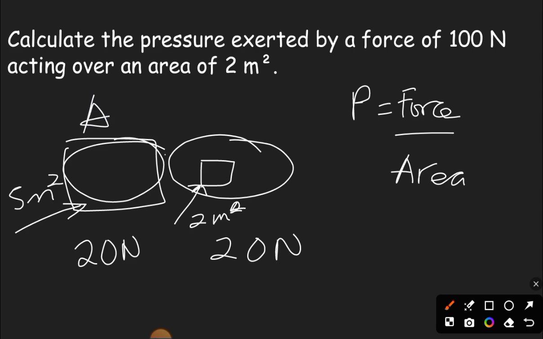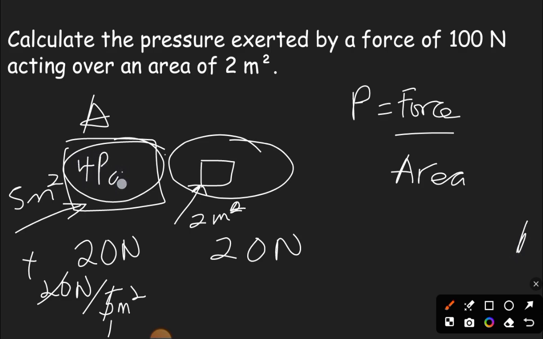So for A, the force is 20 Newton, the area is 5 meters squared. So we are going to have 5 here, 1, 5 here. So we have a pressure of 4 Pascal. And for this side as well, we have a force of 20 Newton over an area of 2 meters squared. We are going to have 2 here, 1, 2 here, 10. So we are going to have 10 Pascal.